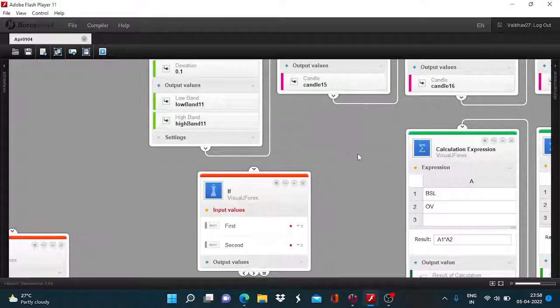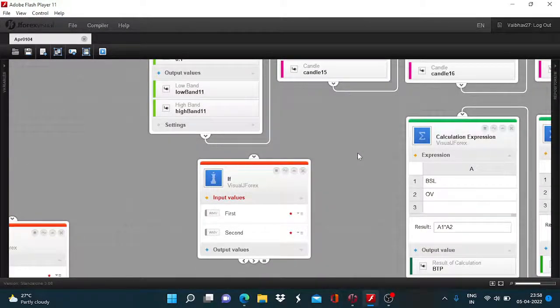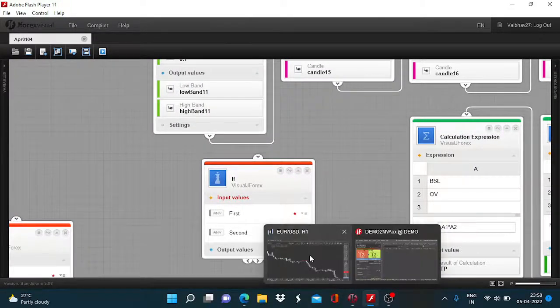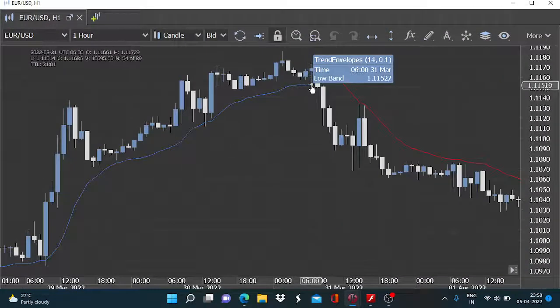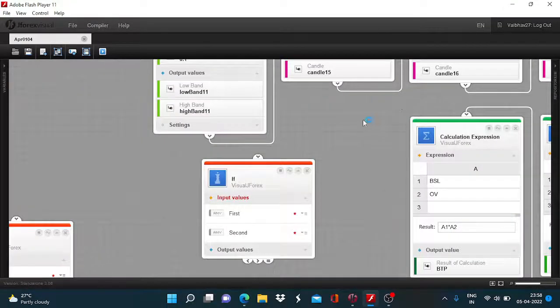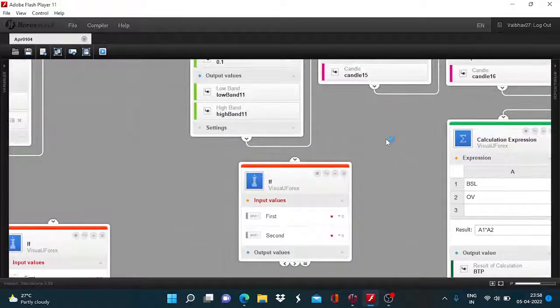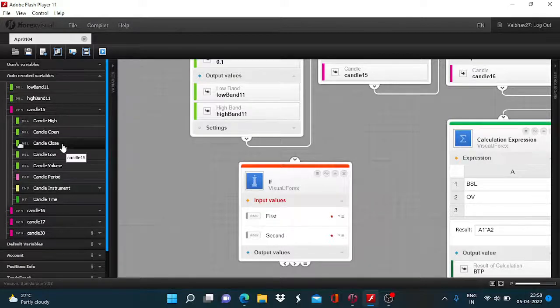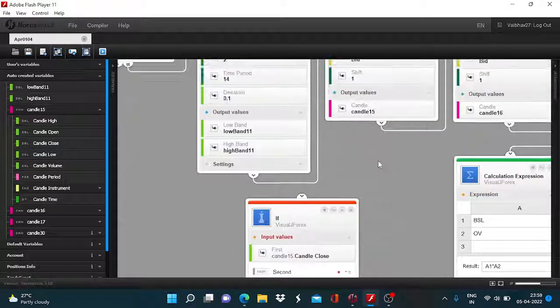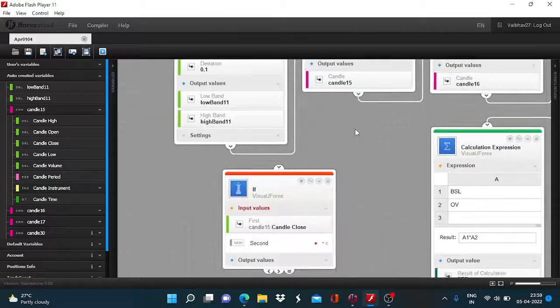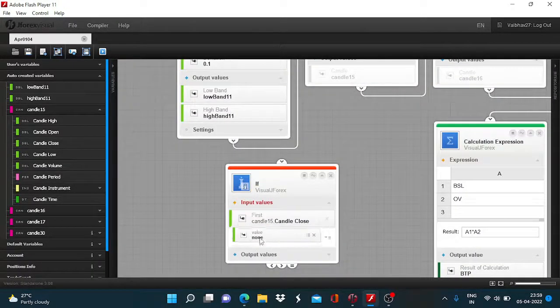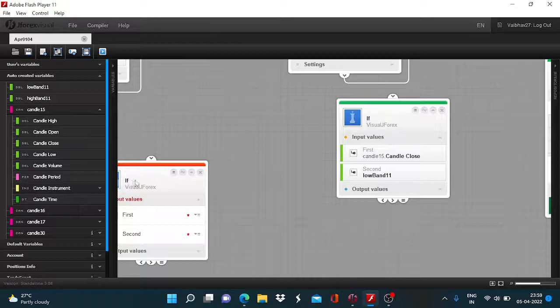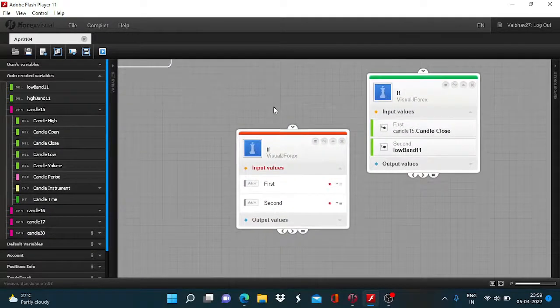We need the candle 15 candle close to be less than the lower band value, so we consider candle 15 candle close and compare it to low band 11. First input less than second input.